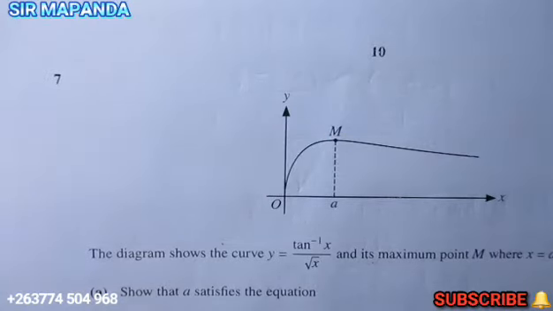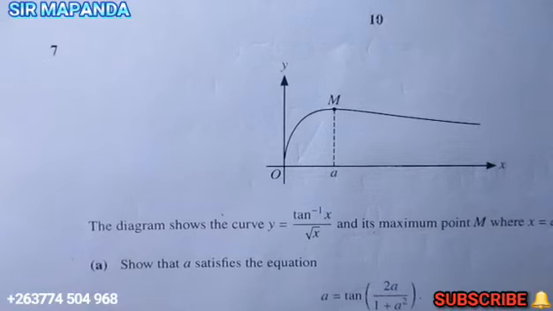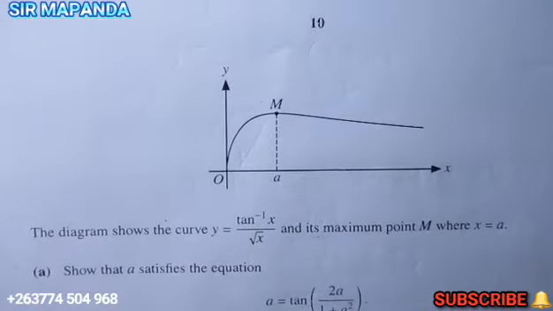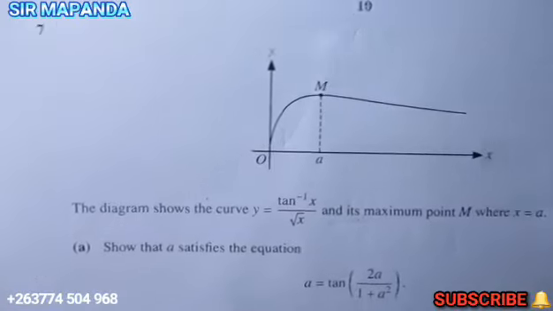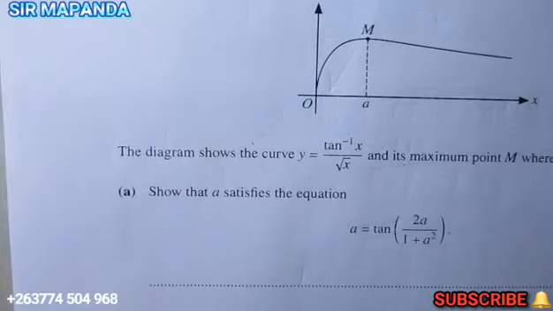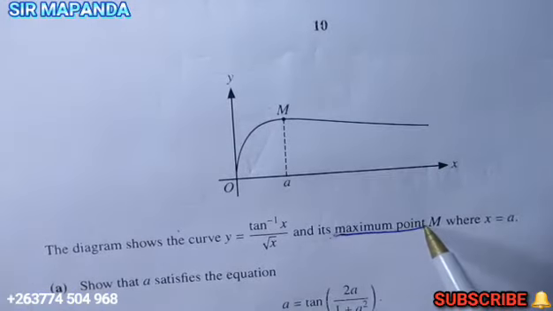Right. We are now moving on to question number 7. It reads, the diagram shows the curve y equals arctan of x divided by square root of x and its maximum point M, where x equals a. Show that a satisfies the equation a equals tan open bracket 2a divided by 1 plus a squared, 4 marks. Right. So there is a word that I want you to understand, this given word, maximum point.